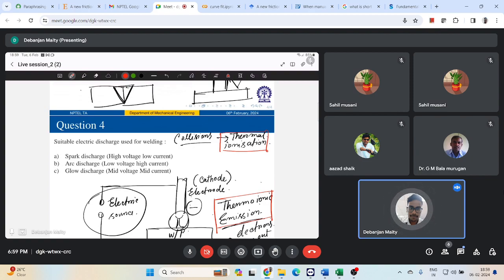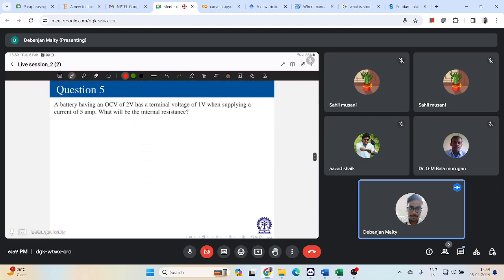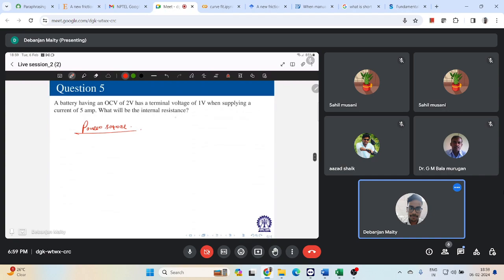Okay, so in terms of power source, what different kinds of sources do we have? We can have some welding generators.